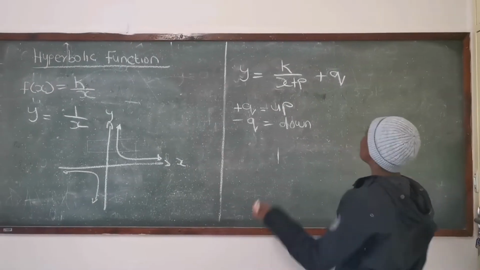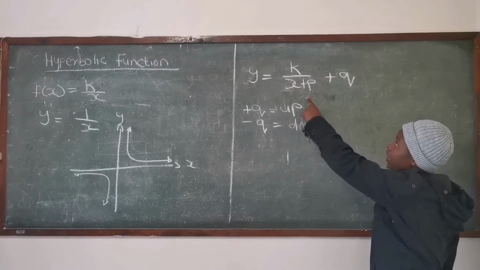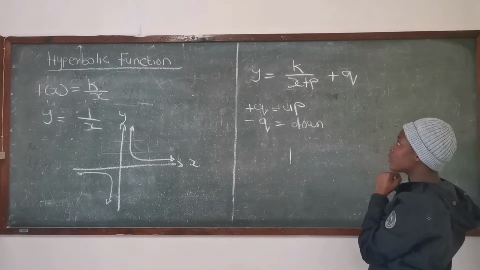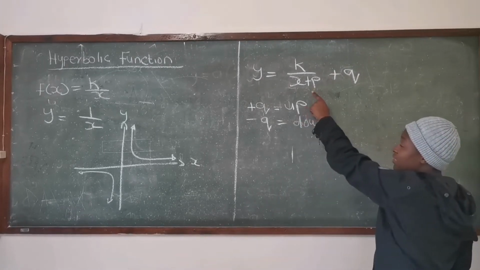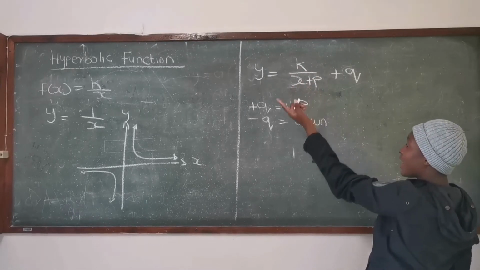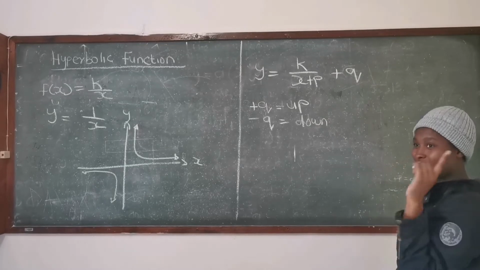So what happens if our p is positive? If our p is positive in the original equation, it means that our graph is going to shift to the left. And if our p is negative here, then it means that our graph is going to move to the right. Got it?